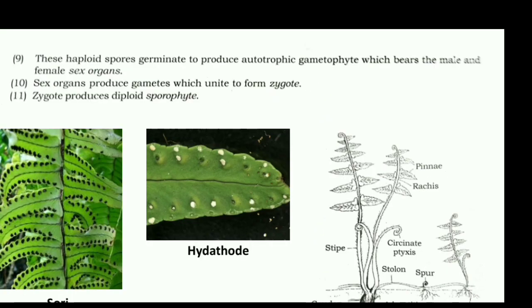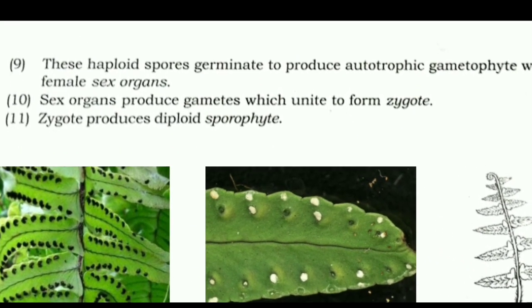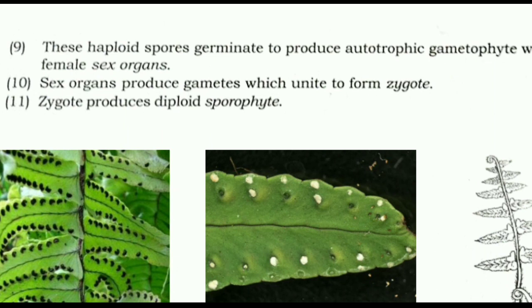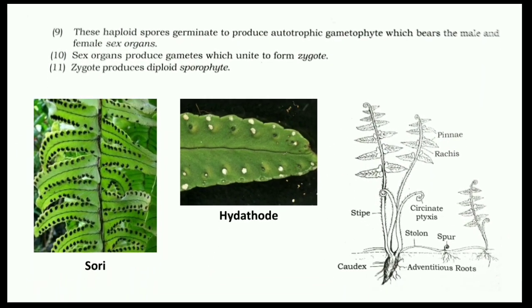Now these haploid spores germinate to produce an autotrophic gametophyte. So here, what is happening is that the plant body, originally a sporophyte, is now producing spores in the sorus. These haploid spores germinate to produce an autotrophic gametophyte, which is the haploid plant body.